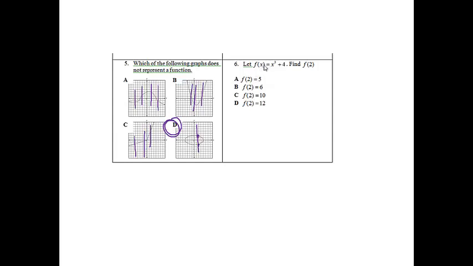All right, number 6, f of x equals x cubed plus 4. Find f of 2. All we need to do is go in here, plug in 2 for the x, so I'll get 2 cubed plus 4. 2 to the third is 8, plus 4 is 12, so my answer will be D.